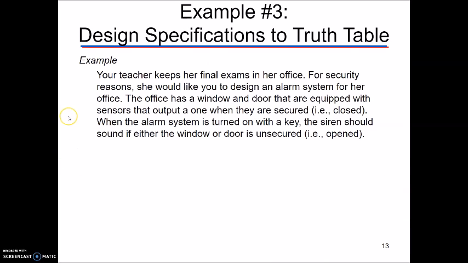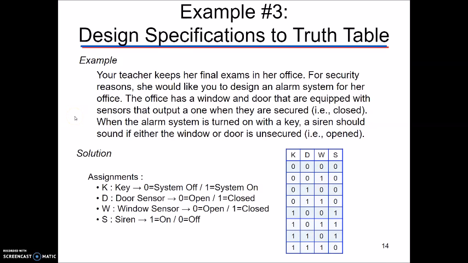Okay, so let's take a look at another example. Your teacher keeps her final exams in her office. For security reasons, she would like you to design an alarm system for her office. The office has a window and a door that are equipped with sensors that output a 1 when they are secured, closed. When the alarm system is turned on with a key, the siren should sound if the window or door is unsecured, opened. So looking at this, the key, the 0 would be system off, 1 system on.